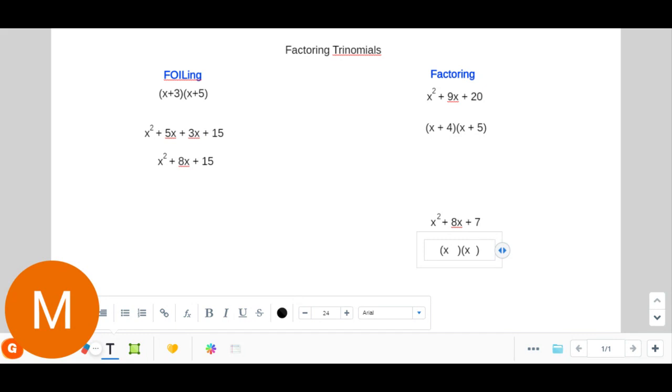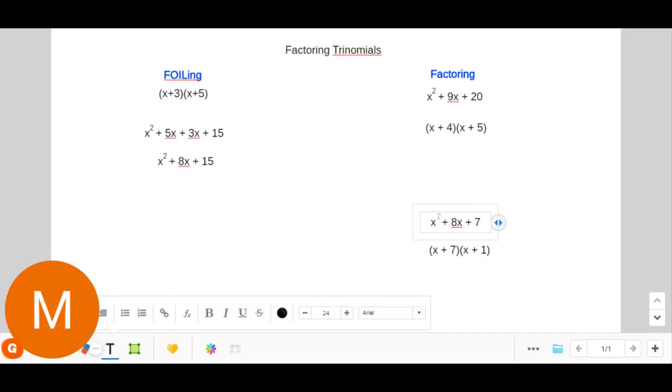Well, two numbers that multiply to equal 7, the only real option is 7 and 1. And 7 plus 1 does equal 8. So those are the two numbers we're going to use. We're going to do plus 7 and plus 1. Again, if I check this, just FOIL this out, and you'll see that it ends up equaling back to this. So that's basic factoring trinomials.